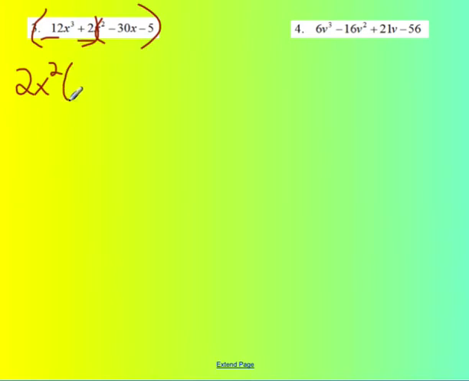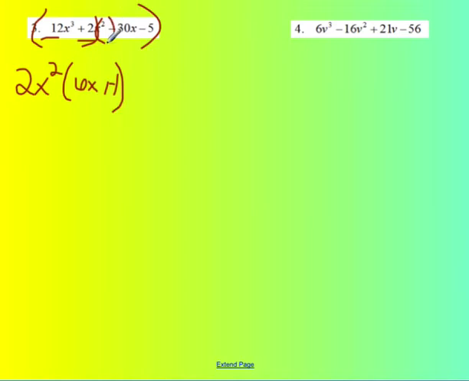Well, 12 divided by 2 is 6. X cubed divided by x squared is just going to give me x. And then 2x squared divided by 2x squared doesn't cancel out to 0. 2 over 2 is 1, right? So that actually cancels out to 1. If you take out your GCF, and that's the term that's there, then you're going to write a 1. It doesn't cancel out to 0.